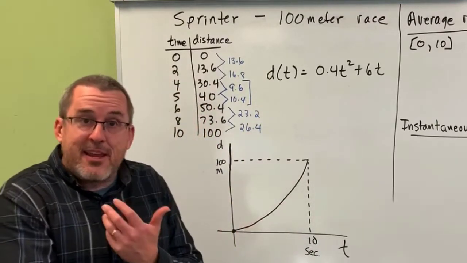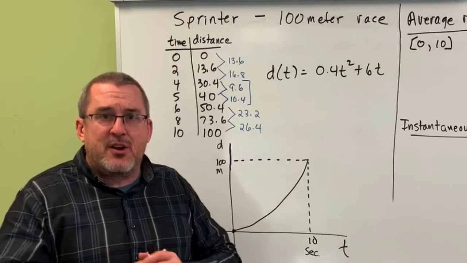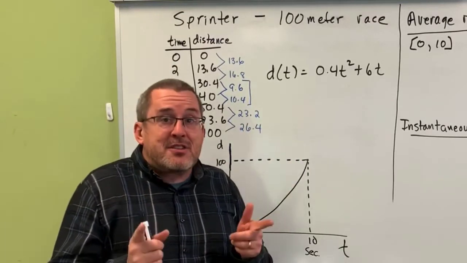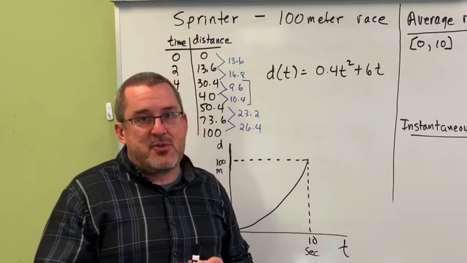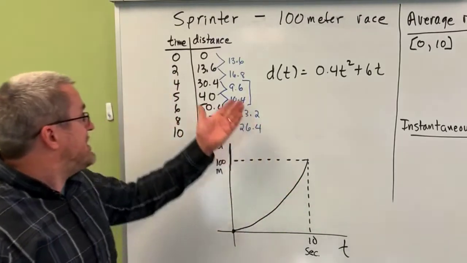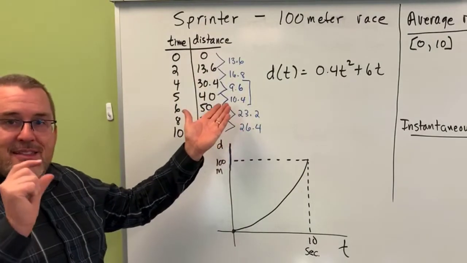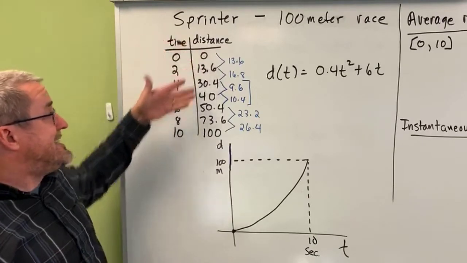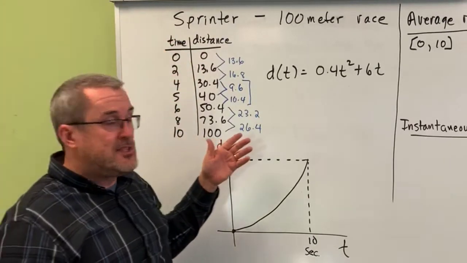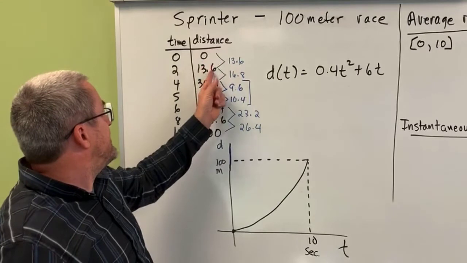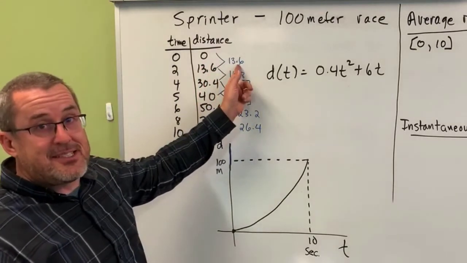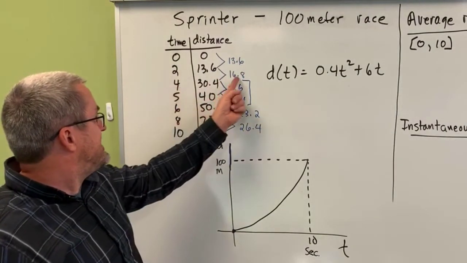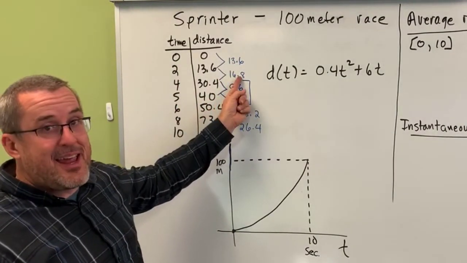And what we were examining here is how fast the runner was running at some moment in time. And we examined that by first thinking about this runner's average rate of change. Now you'll notice here in blue, I've written the change in distance over these time periods to make the point that this is not a linear function. So if you look here, from time 0 to time 2, the runner increased his distance by 13.6 meters. But then in the next 2 seconds, his distance increased by 16.8 meters.